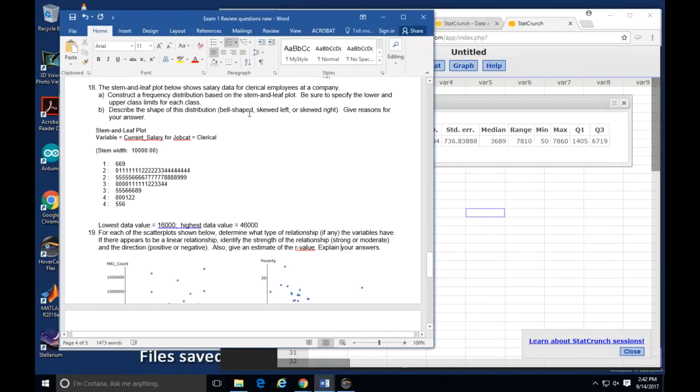And then again, we could look at this one to look at the shape of the distribution. Since this one has more data values at the top, if we turn this on its side and looked at it like a histogram, that would mean we'd have more data values on the left and we'd have a longer tail on the right. So this distribution would be skewed to the right.